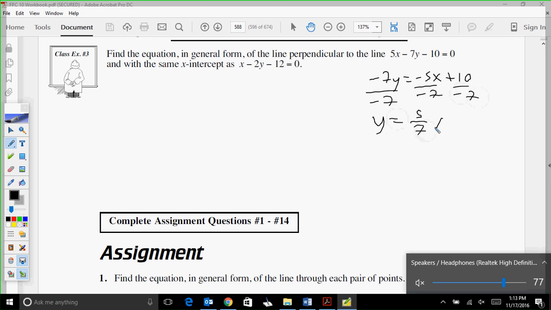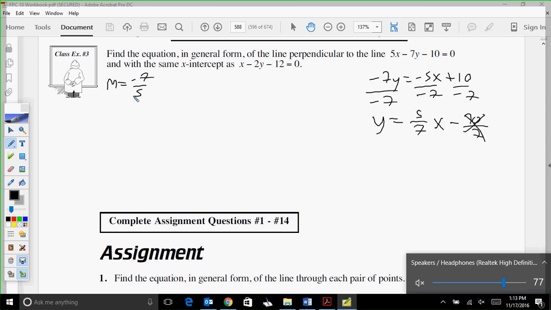Y equals 5 over 7x minus 10 over 7. Doesn't matter. We don't care about that because we're just stealing the slope anyway. So 5 over 7, but I want to be perpendicular. Negative 7 over 5 is the slope I'll be using.